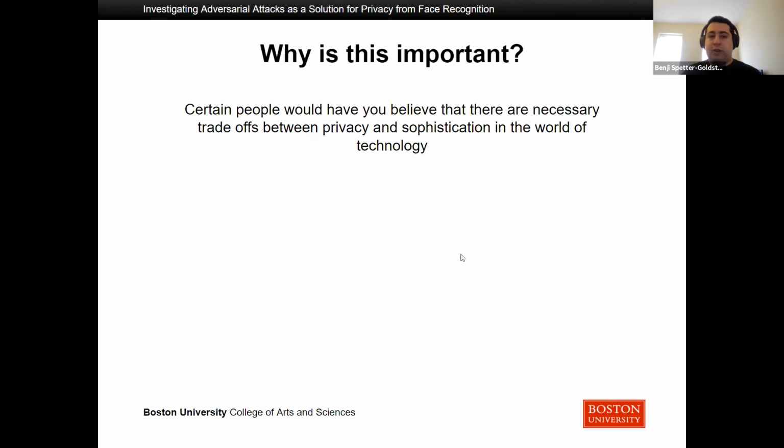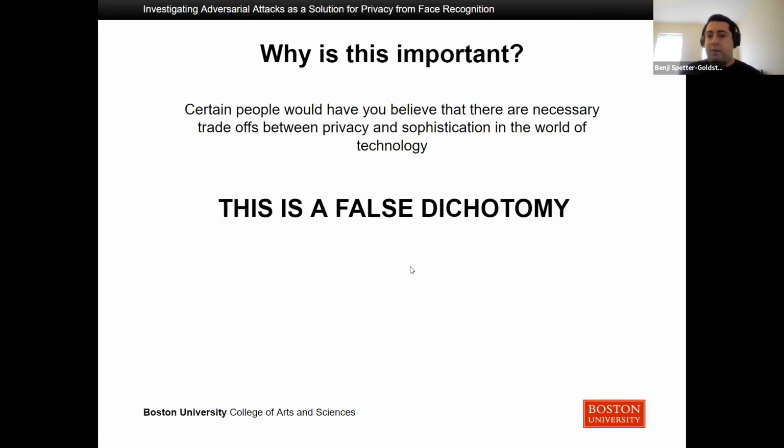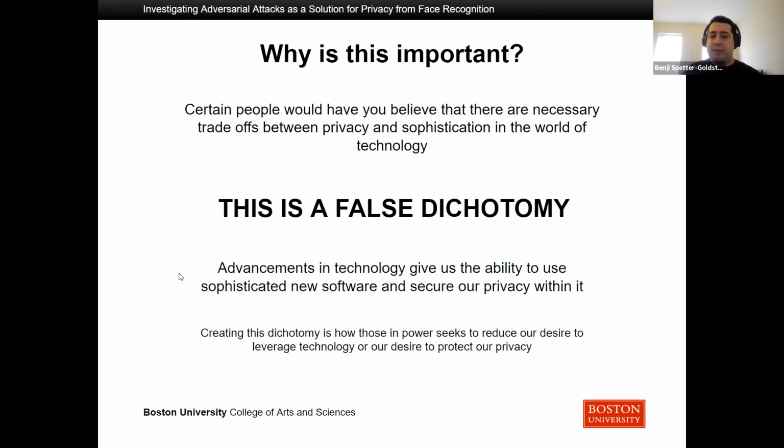Now, the reason this is important is because a lot of times in today's world, people will have you believe that there's this trade-off between privacy and sophistication in the world of technology. But this is really a false dichotomy, right? Advancements in new technology give us the ability to eliminate privacy and also to secure it. So creating this dichotomy is really how people might seek us to get rid of some of our privacy and accept a lower level of technological sophistication. But we really can have it both ways.